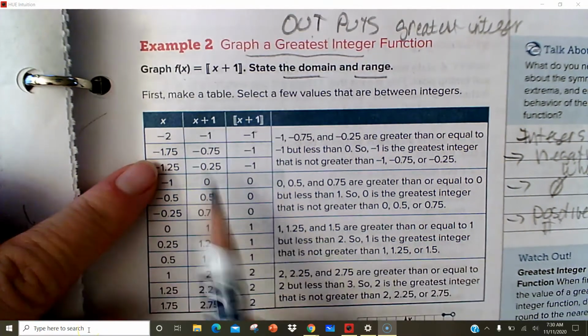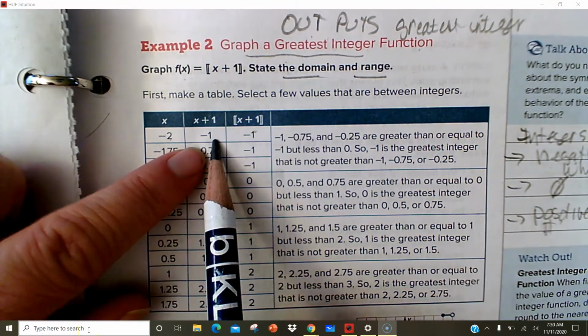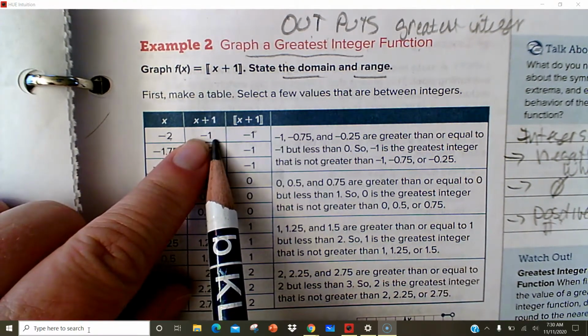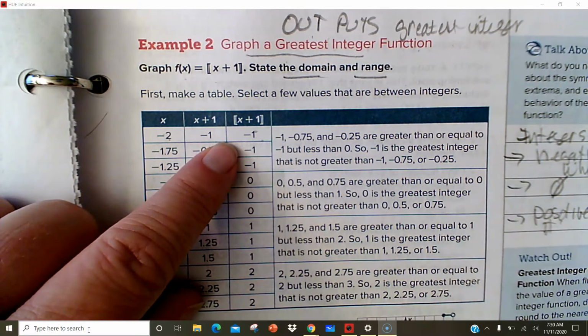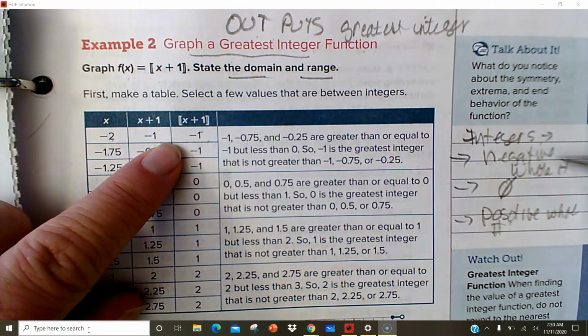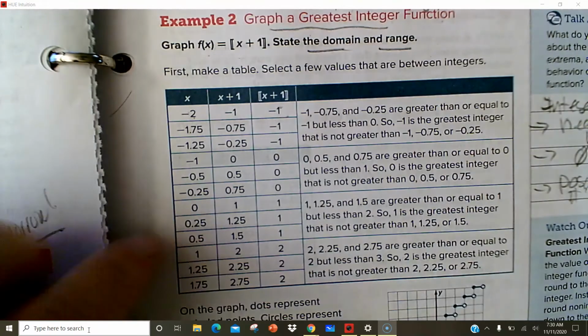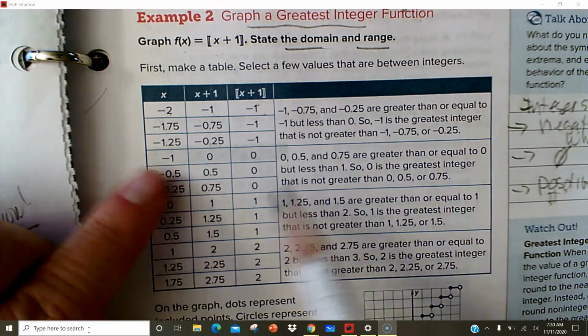If x is -2, I put this in, -2 plus 1 is going to be -1. What is the greatest integer closest to -1? It's -1. Don't forget, integers are negative whole numbers, 0, or positive whole numbers. No decimals, no fractions. We want it to be nice and clean. No decimals, no fractions. Not that they're dirty.